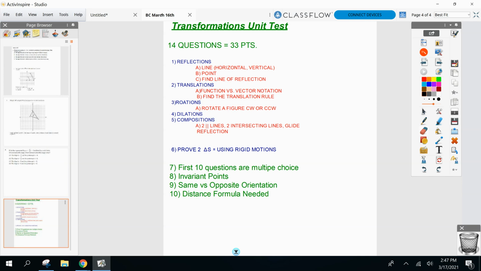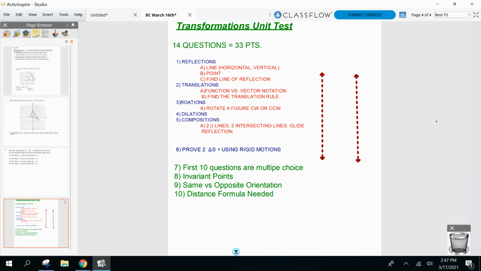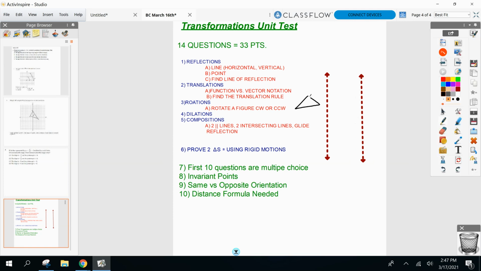Mr. Colin, yes, Peter. Can I just ask, what do you mean by a composition part A, the two parallel lines, the two intersecting lines? A composition means you're going to do two or more transformations. And what I mean by two parallel lines is, all right, I have two parallel lines. If I ask you to take a figure, like take triangle ABC here, and I want you to reflect it, I'll call this line L and this line M, and I want you to reflect it over both lines right now.